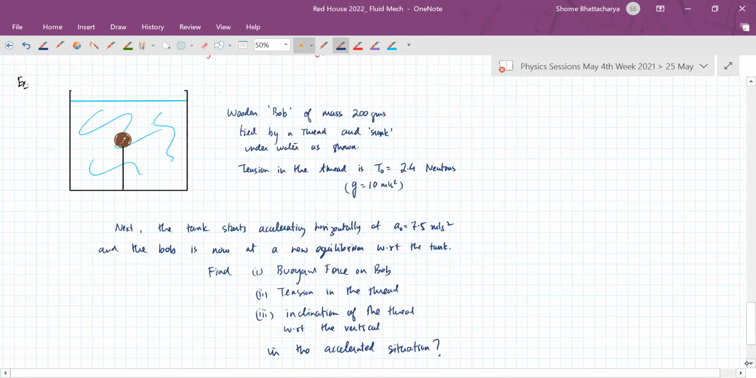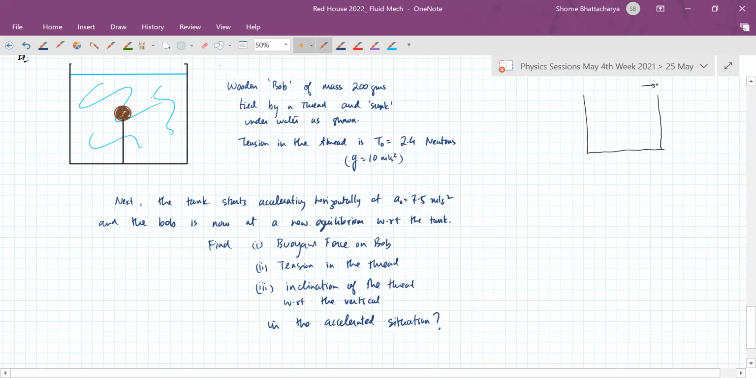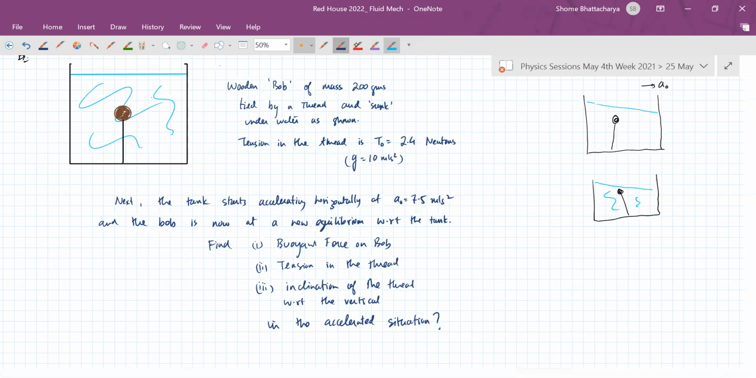Oh, yeah, sorry. Yeah, Suyash, that's correct. Okay. The only thing is you have to also consider that if the tank is accelerated like this, okay, so obviously the water will be like this. So is the bob going to be at a position like this, or is it going to be at a position like this? Is it case one or is it case two?